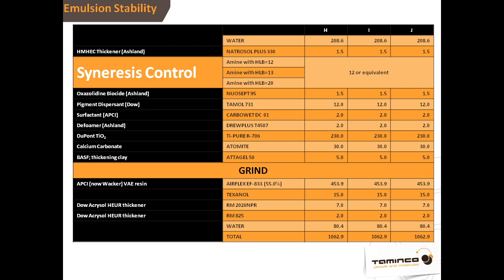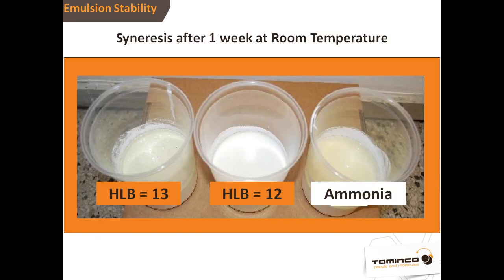So again, we'll just start with a standard paint. We have a VAE resin type paint, oxazolidine biocide, dispersants and surfactants from various producers, all very standard stuff. A thickener from Ashland, we use DuPont TiO2 in this case. In any event, at one point we took this standard paint that we were working with.